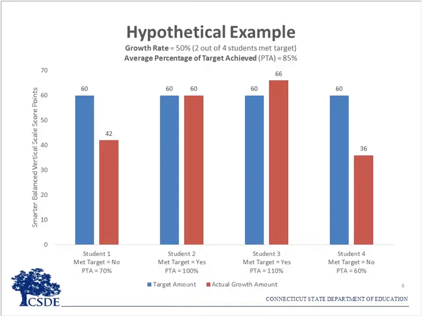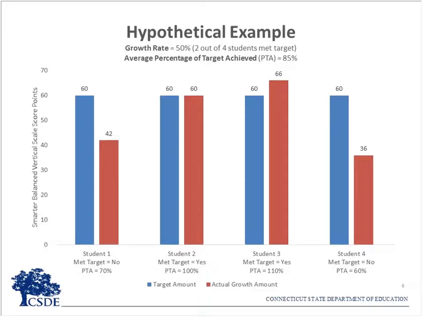Let's look at student 2. Student 2 achieved 60 scale score points, or grew 60 scale score points from one year to the next. This student did meet their target, so met target is yes. And the percentage of target achieved is 100. So in this case, student 2 achieved 100% of their target.